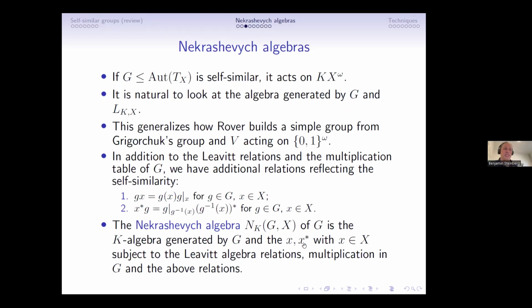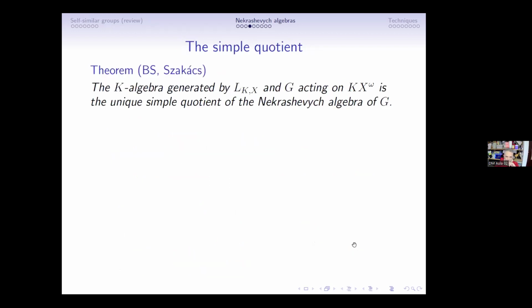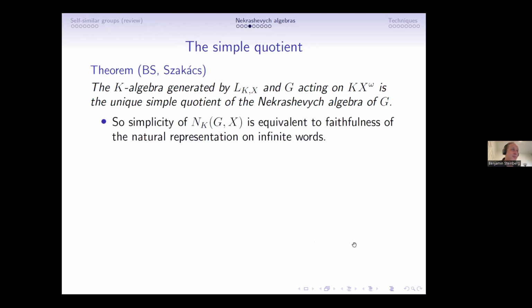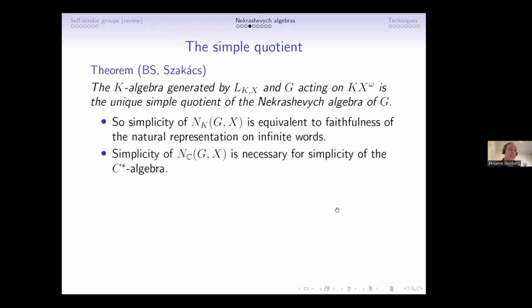So the Leavitt algebra still acts faithfully in this representation, but the subgroup elements may not act the way they're supposed to. Okay. We'll see an example in a moment of group elements not doing what they're supposed to do. Okay, so this algebra is simple precisely when this natural representation is faithful.